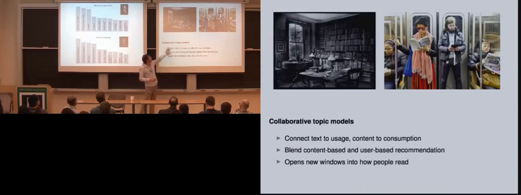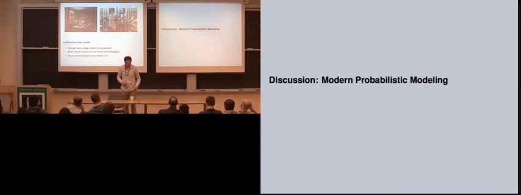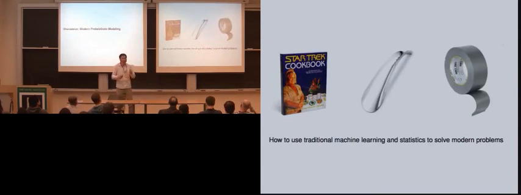Okay, so collaborative topic models connect text to usage, blend content-based and user-based recommendation, and open new windows to how people read. Okay, so in the last 5 minutes, I want to just discuss the bigger field that these two ideas are part of.